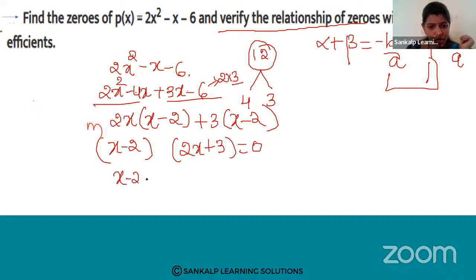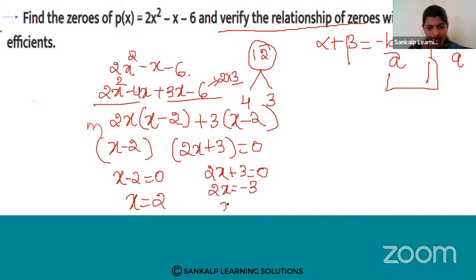X minus 2 equal to 0. 2x plus 3 equal to 0. Transfer this minus 2 to this side. X is equal to plus 2 and 2x is equal to minus 3. X is equal to, transfer this 2 to this side, minus 3 divided by 2. So we are getting 2 zeros, right? X is equal to 2 and x is equal to minus 3 divided by 2. So I will call this as alpha and this as beta.